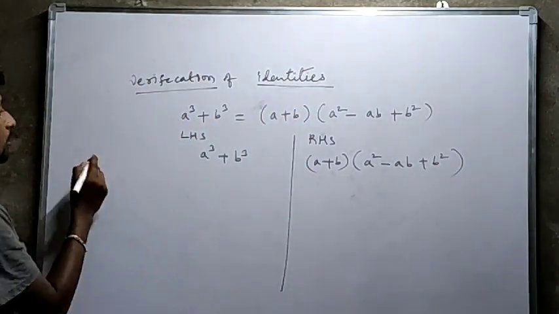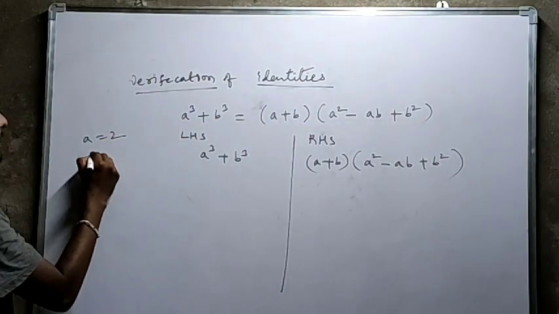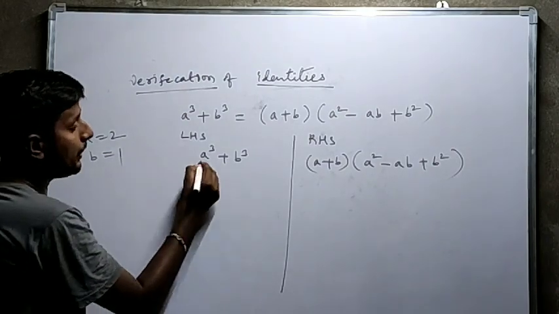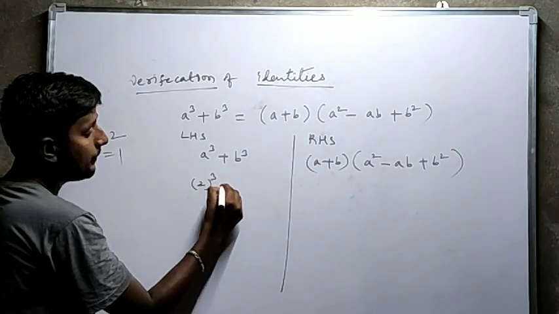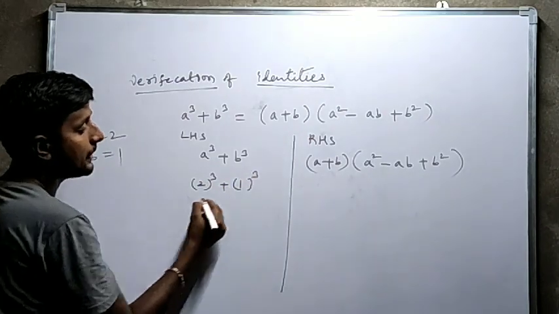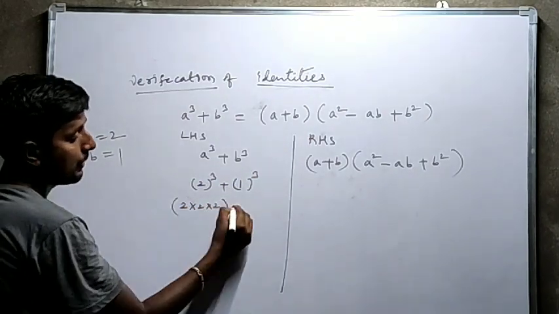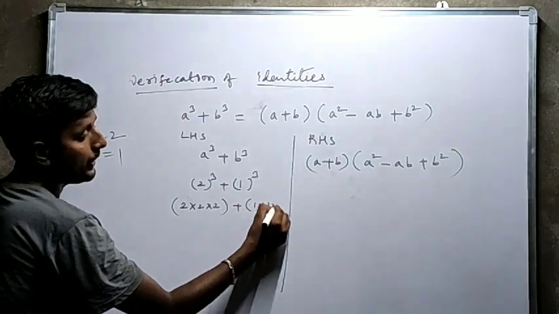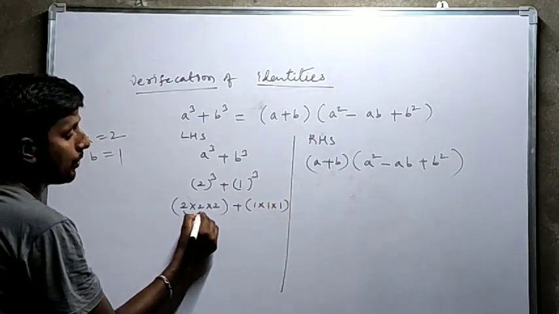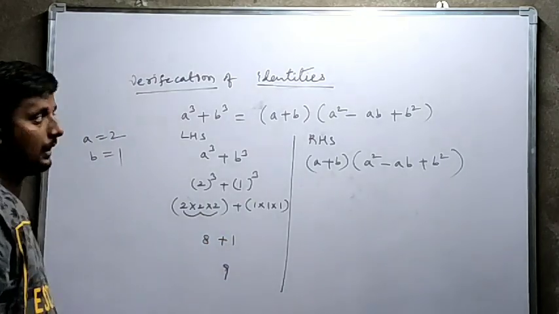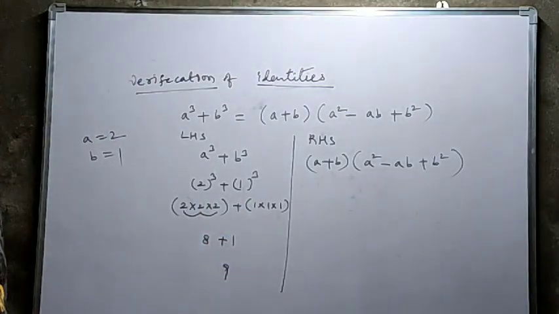So now what will I do? I'll take a value 2, b value 1. Okay. So what happens on the LHS side? Look at 2 whole power 3, 1 whole power 3. 2 whole power 3 means 2 into 2 into 2 plus 1 into 1 into 1. So 2 2s are 4, 4 2s are 8, plus 1, answer 9. The LHS part we got as 9.